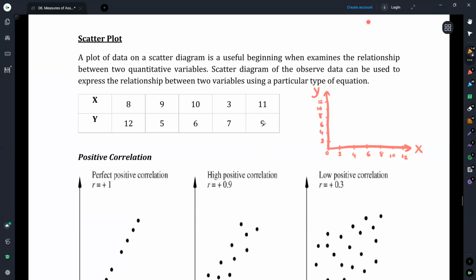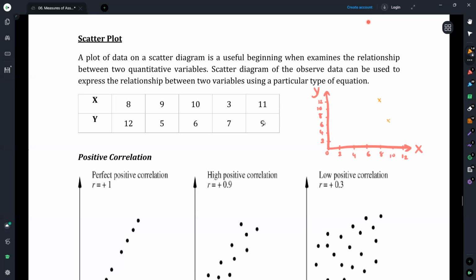Now we can consider each pair as a single point, an ordered pair. 8 and 12 we can take as an ordered pair, then mark it in the plot. Here the value of x is 8 and the value of y is 12, so the first point lies somewhere here. Then the next point is 9 and 5. For the value of 9, we go somewhere here, and 5 is quite in this place.